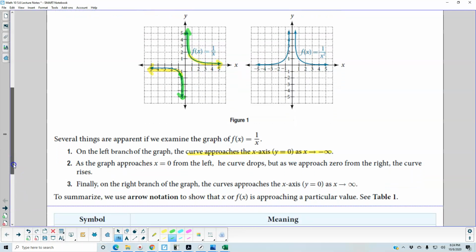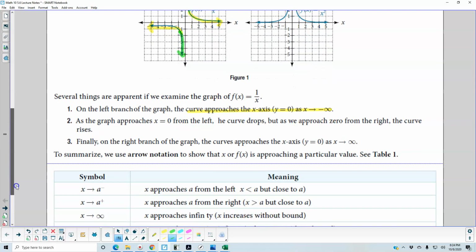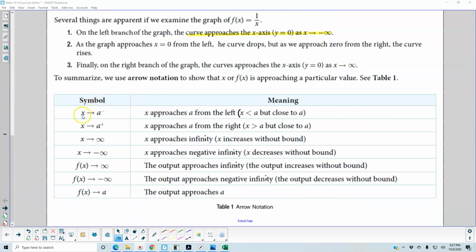Now, we want to summarize information using arrow notation to show that x or f(x) is approaching a particular value. Let's take a look at the first symbol. We have x, an arrow, a, with a minus sign on the top right. That means x is approaching a from the left, meaning x is less than a, but close to the value of a. The next symbol means x approaches a from the right, x is greater than a, but close to a. The plus is telling you it's coming from the right.